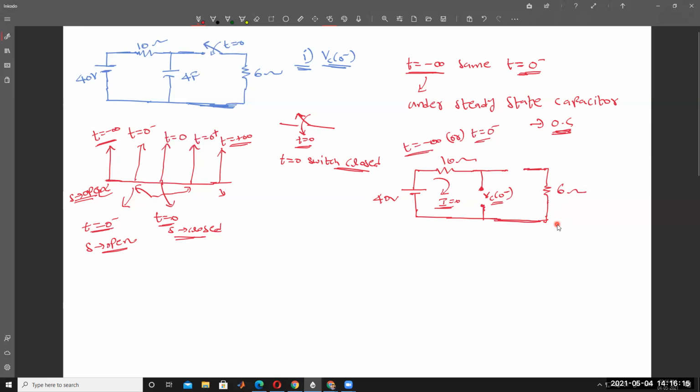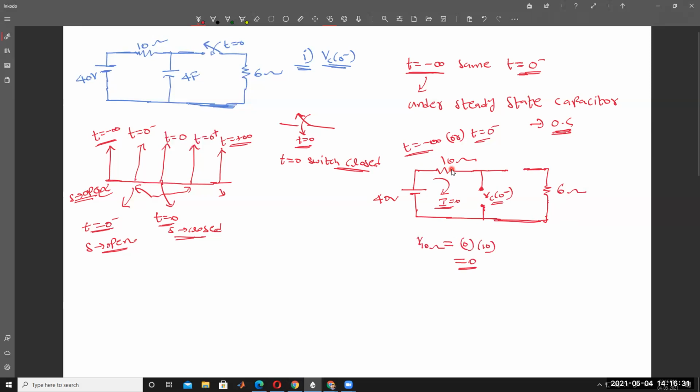Understood? So that's why current is 0. Then what is the voltage drop across the 10 ohm resistor? Voltage drop across the 10 ohm resistor is equal to I into R, that is 0 into 10. The voltage drop across this 10 ohm resistor is 0.